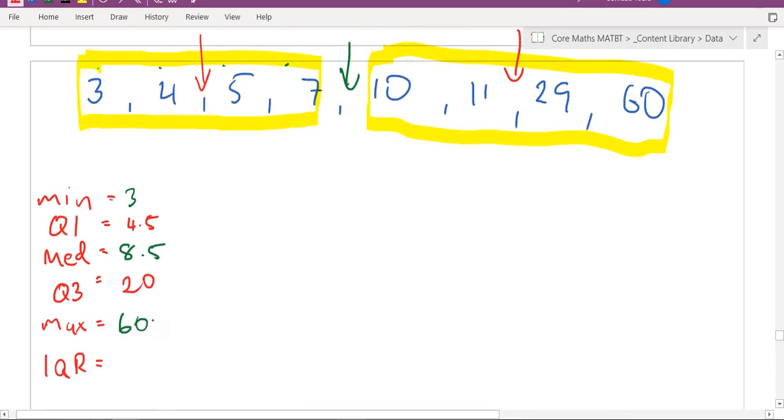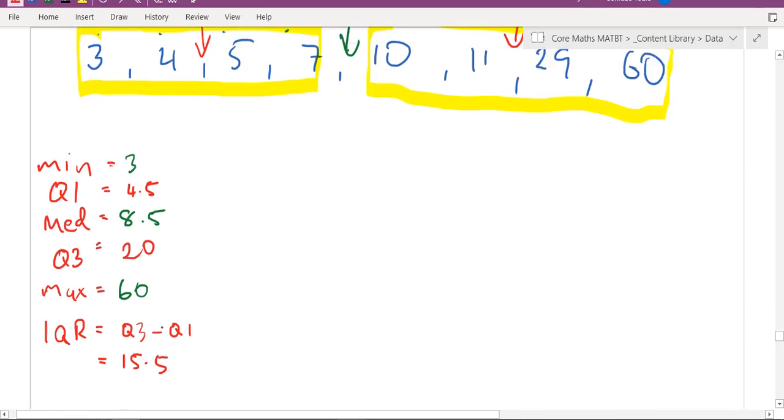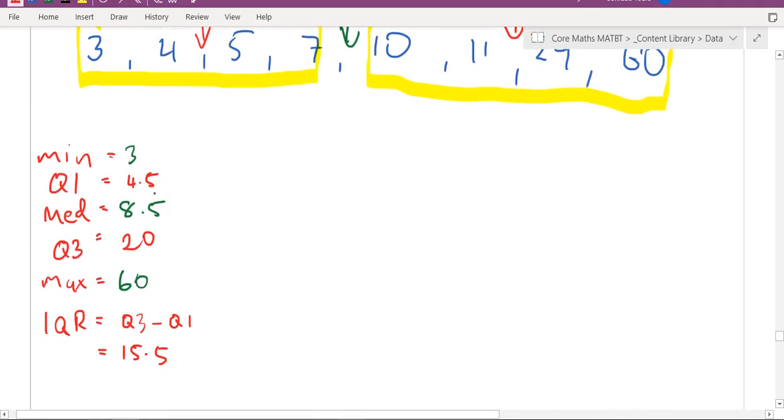Okay. And now the IQR. Remember, your IQR is going to be Q3 take away Q1. Which means that your IQR is 20 minus 4.5, which is 15.5. Okay, that's your IQR. It's 20 minus 4.5, Q3 minus Q1. It's alright. So now from there, you do your upper and your lower fences.